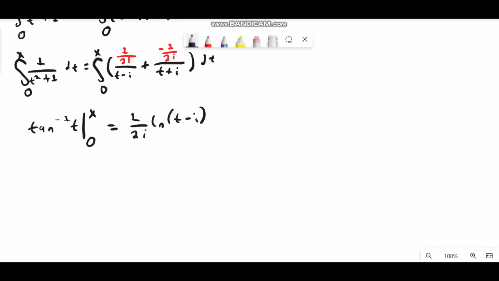Now for the second term, similarly, this time our numerator is negative 1 over 2i. That's like our constant multiple. And then we're, again, just going to get the natural log of the denominator, t plus i. It's a definite integral, so we're going to take this whole thing and evaluate it from 0 to x.